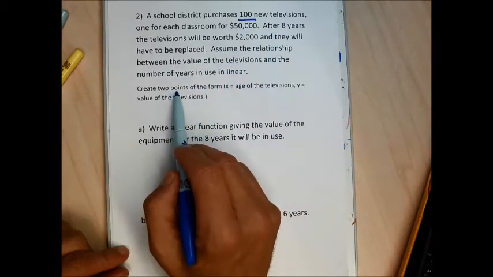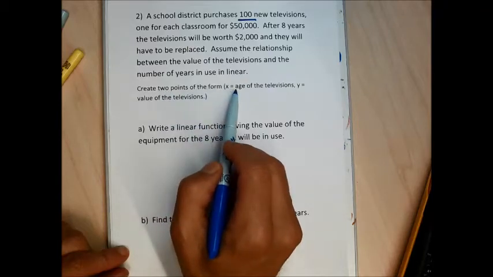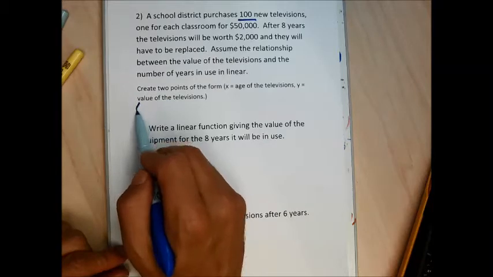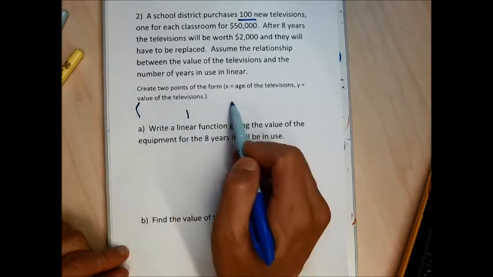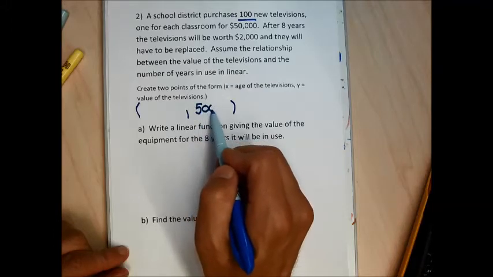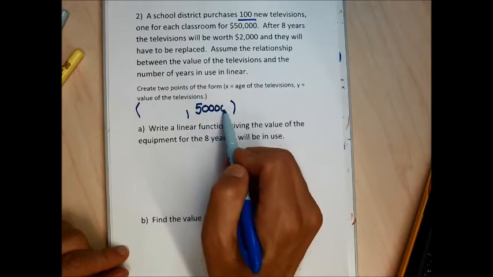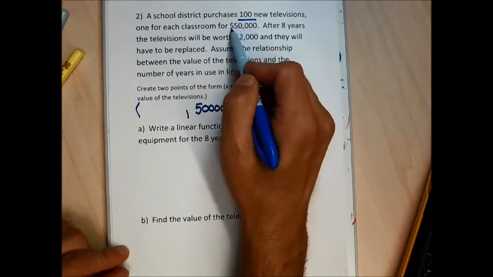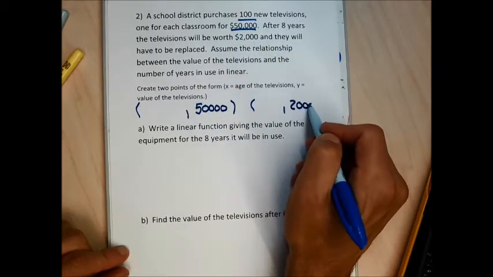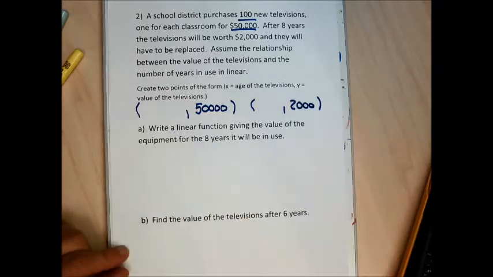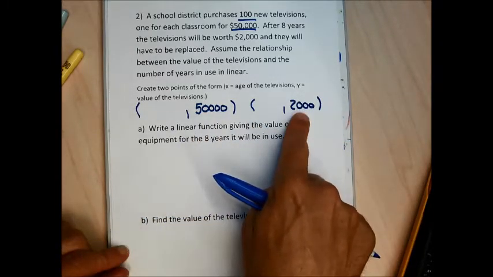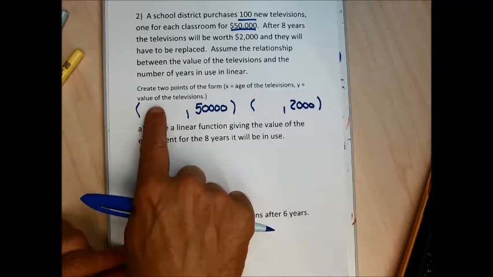Then it says create 2 points in the form x equals the age of the televisions and y equals the value of the televisions. So I'm going to have 2 points. Each of the y's is going to be the values of the televisions. The values that I see are 50,000 and 2,000. So I'm creating 2 points. The first point's going to have a y of 50,000. The second point's going to have a y of 2,000. Because the y's are supposed to be the value.